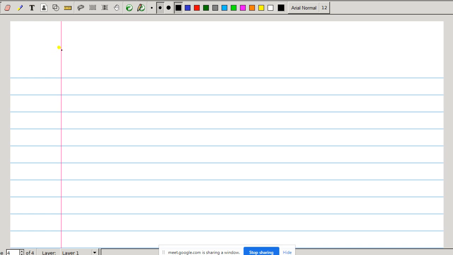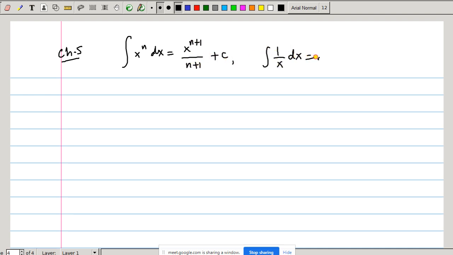Chapter 5 has integration. So you should remember all the integration formulas. These type of formulas we should remember. Integral of 1 over x dx is natural log of x.